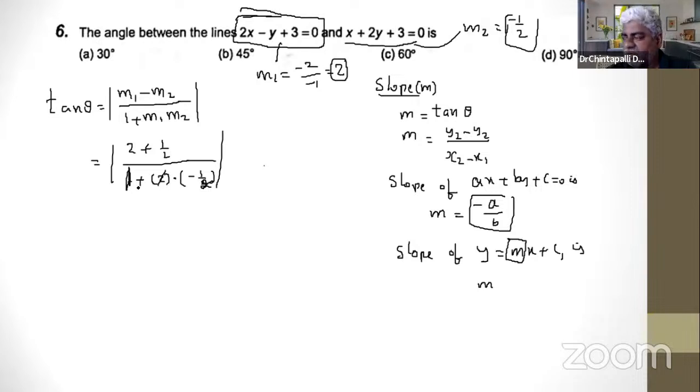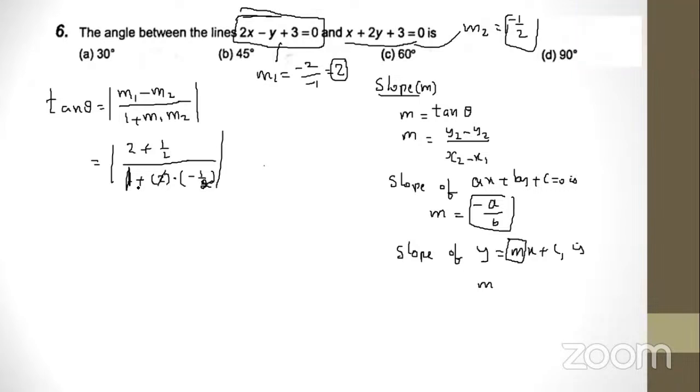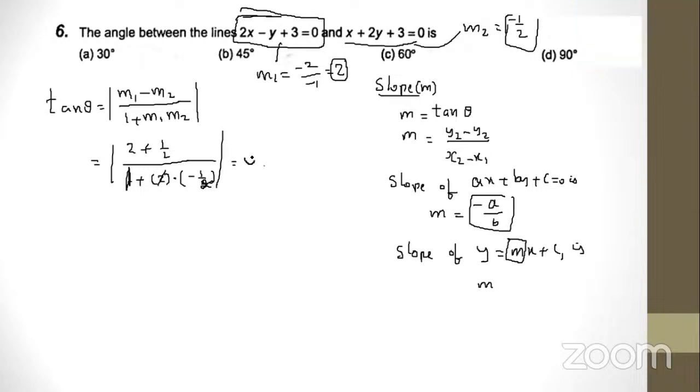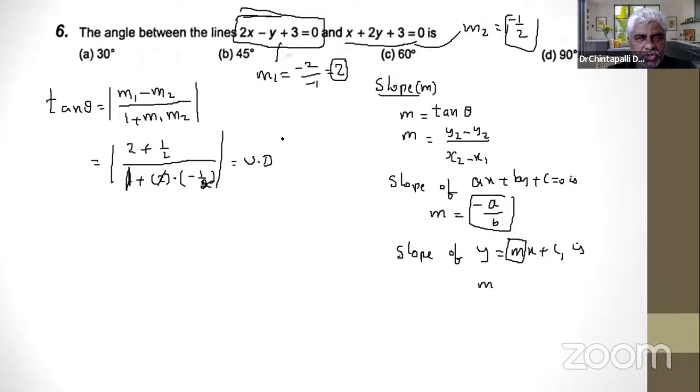Whenever the denominator is 0, for any number, any fraction, any calculation, any value, it is undefined. So tan theta is equal to undefined. Then theta is equal to 90 degrees. Very good. So theta is equal to 90 degrees. Got it? Which option?